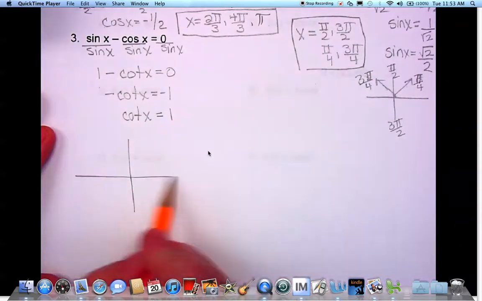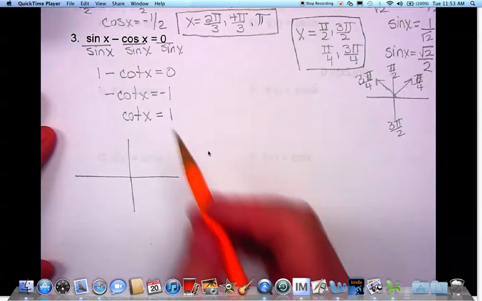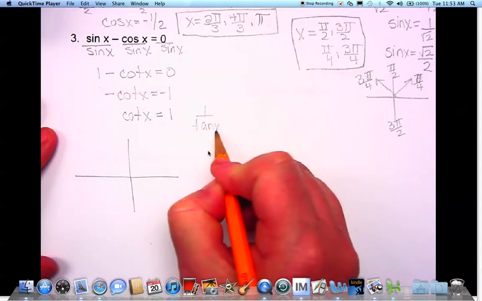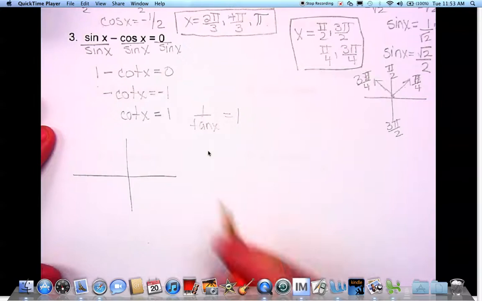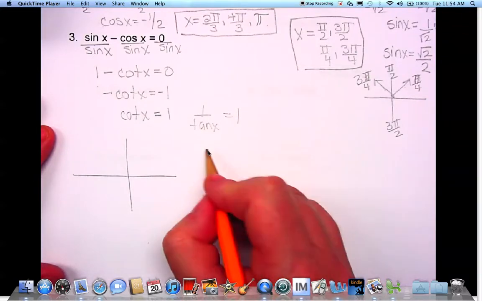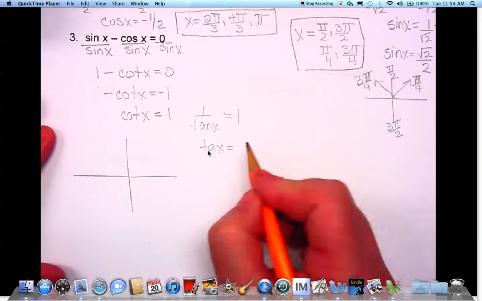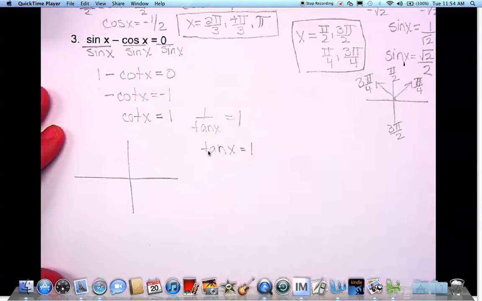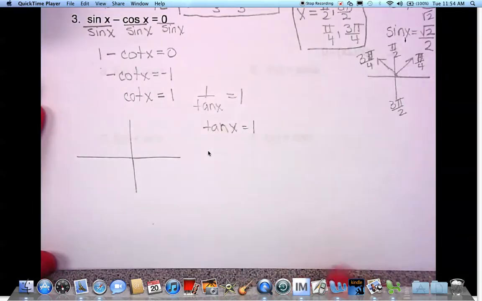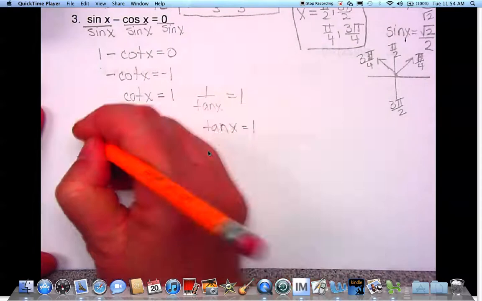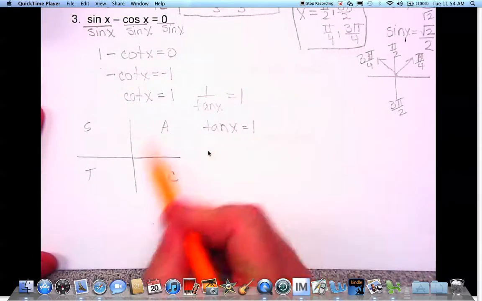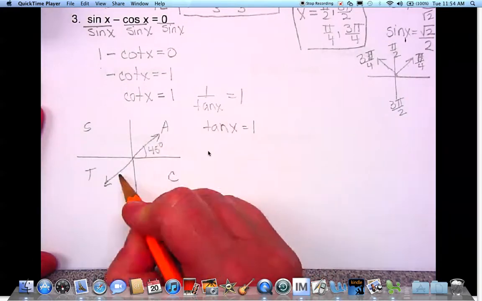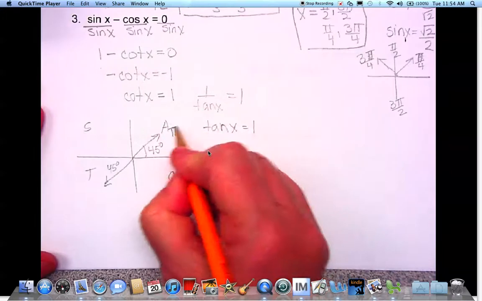Oh, that's 45 degrees. Okay, what is cotangent equal to? 1 over tangent. So 1 over tangent x equals 1, and then we can flip it. So tangent x equals, when you flip 1, what do you get? 1. Tangent. I wish my tax was only 1. Yeah, there we go. So when is tangent positive? First and third. Right here, 45 degrees, so it'd be 45 and 225. So it's going to be pi over 4 and 5 pi over 4.